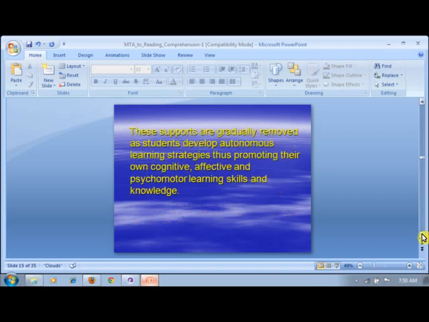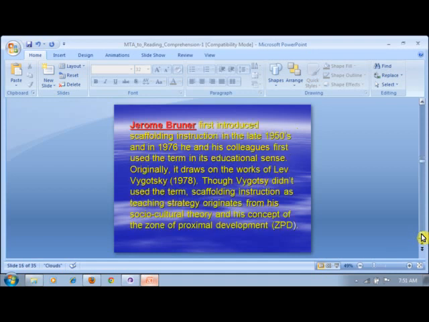These supports are gradually removed as students develop autonomous learning strategies, thus promoting their own cognitive, affective, and psychomotor learning skills and knowledge. Jerome Bruner first introduced scaffolding instruction in the late 1950s, and in 1976, he and his colleagues first used the term in its educational sense.